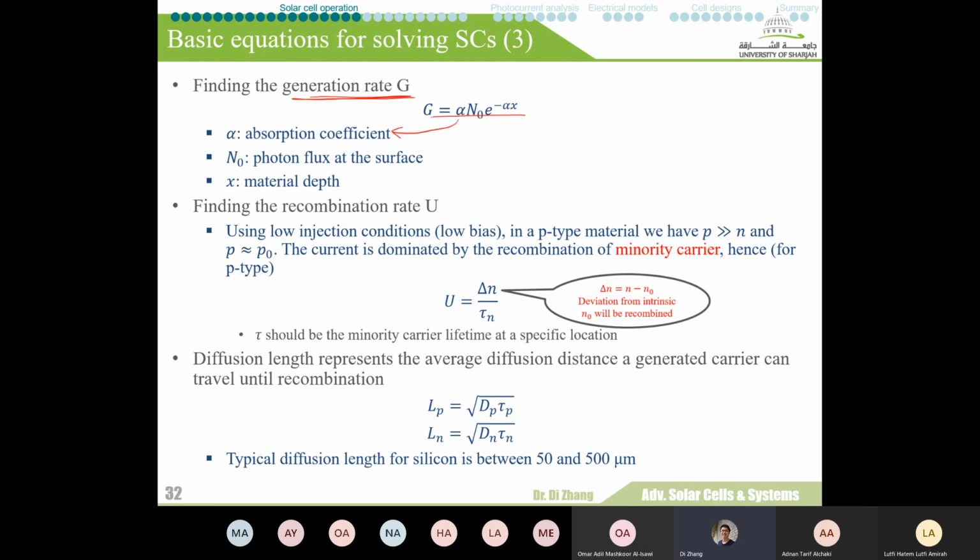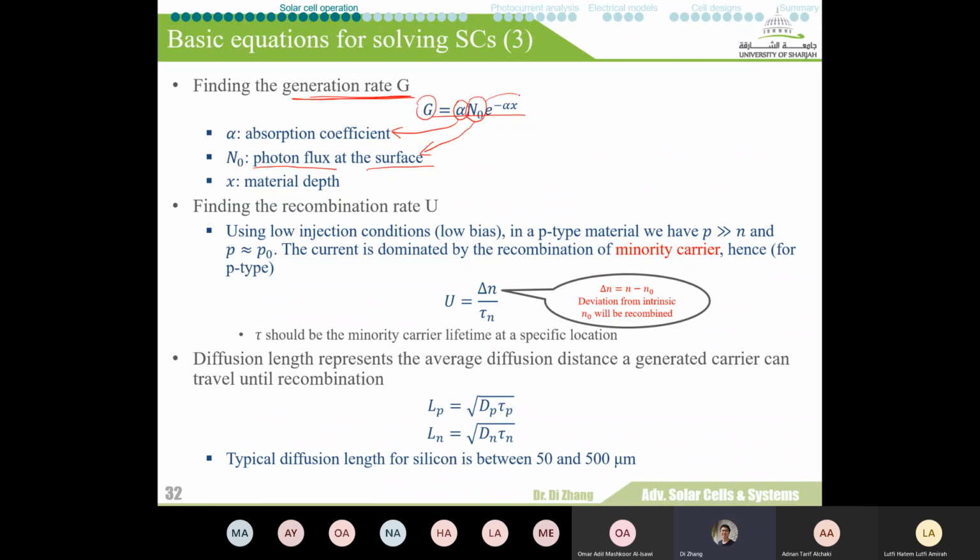Okay, this is a very familiar parameter because we just talked about the absorption coefficient last time. It's the same parameter here, multiplied by a constant that is the photon flux at the surface. So n0 basically tells you how many photons we actually have at the material surface. If you multiply by the absorption coefficient, we translate the number of photons into the number of carriers we generate. That is why we have a generation here.